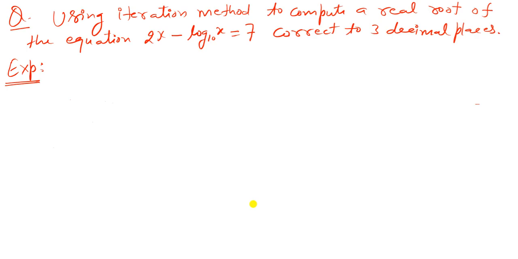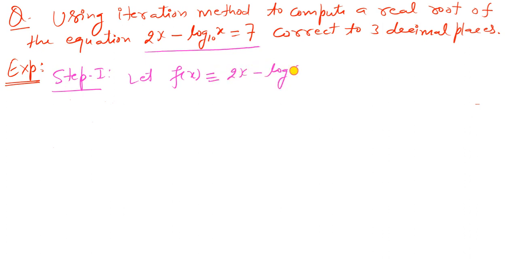The problem is: using the iteration method, compute a real root of the equation 2x minus log x at base 10 equals 7, correct to 3 decimal places. In step 1, let the equation f(x) = 2x minus log x at base 10 minus 7 = 0. Say this is equation 1. Now using the intermediate value theorem, compute an interval where the desired root lies.